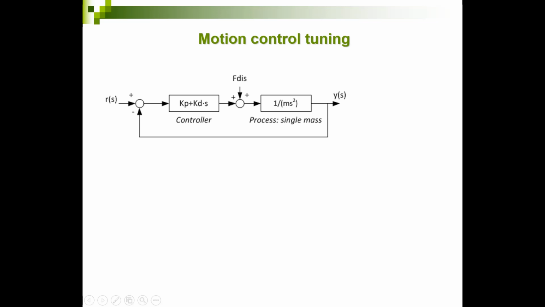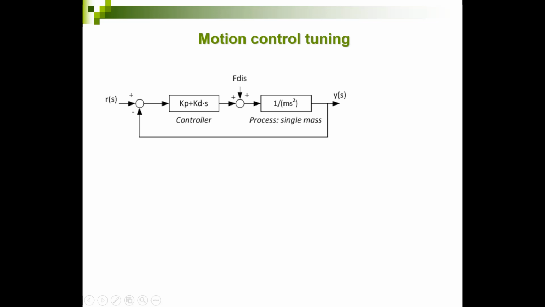In this block diagram, this is my process, which is a single mass. And the transfer function is 1 over ms squared. And the transfer function is related to Newton's law, which says that F equals m times a, in which a is the acceleration. So F equals m times the double derivative of the output, the position y in this case. So if F equals m times the double derivative of the output y, then in the S domain, F equals m times s squared times the output y, the position. So y over F is 1 over ms squared.